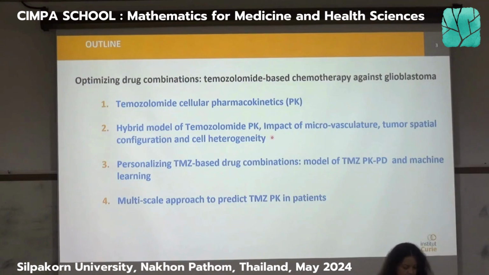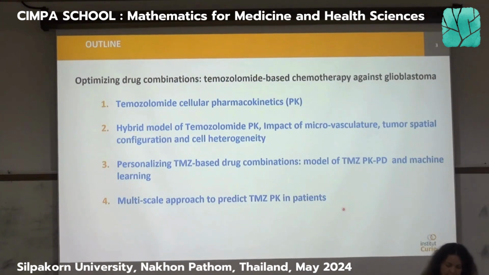The third part will be about the pharmacodynamics, so adding the pharmacodynamics to pharmacokinetics, and showing how we can combine QSP and machine learning to answer several questions, which I'm going to give down in part 3. And in part 4, the idea will be to go, so 1, 2, 3 will be at the level of the cells. Again, we are going to stay in vitro, in cell cultures, or in tumors, let's say, no patients.